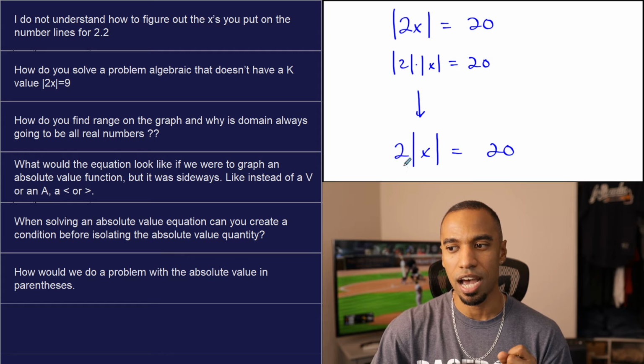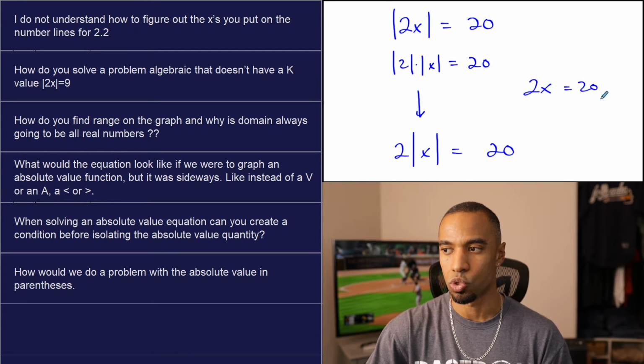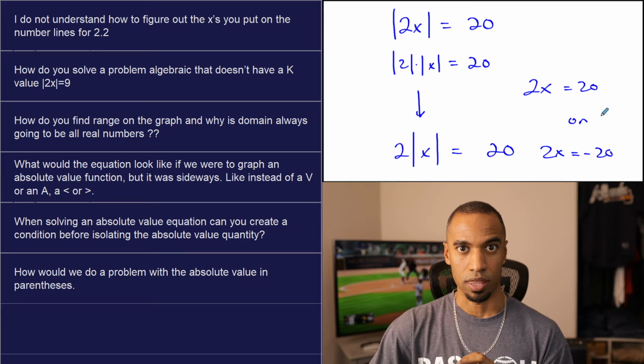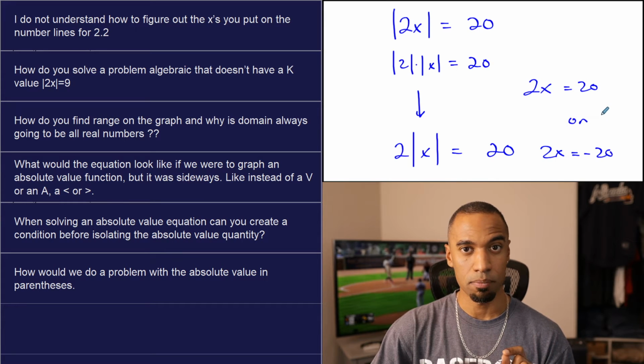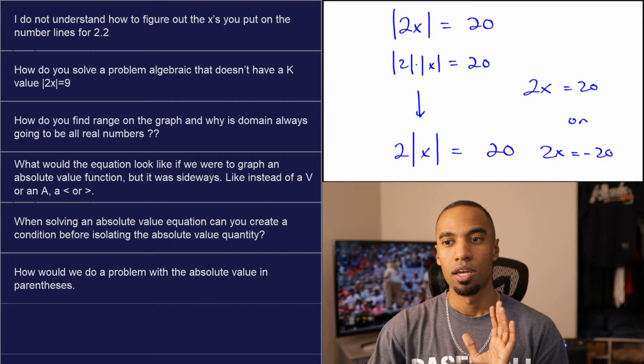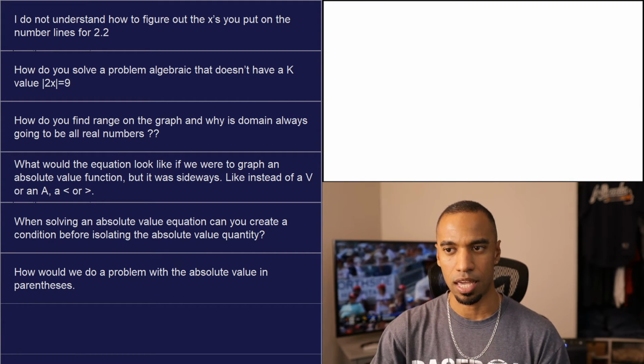So this is the only time that you could still say either 2x equals 20 or 2x equals negative 20 and not have any sort of issues with it. Otherwise, if you have to add or subtract something, you got to move it over first, because you got to get the positive or negative. So this is the only time. So literally, I'm just going to say no. No, you can't. Isolate the absolute value quantity.